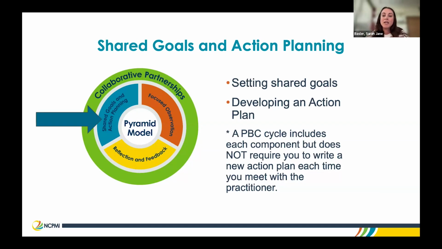Typically, when we're working on a goal and an action plan with a teacher, it would take about 2 to 3 cycles. So 2 to 3 times of meeting with them, going around this cycle before we're writing a new action plan. That's just because we know that some goals take longer to achieve and reach and maintain and be able to use those practices in different routines or with different children. So it does take time. And if we were writing a goal each time we met, that might be an indication that the goal isn't quite scaffolded enough for that teacher.